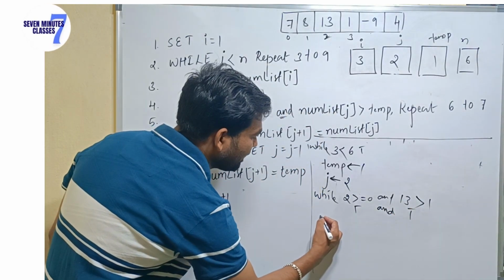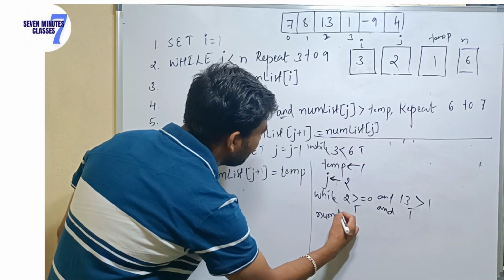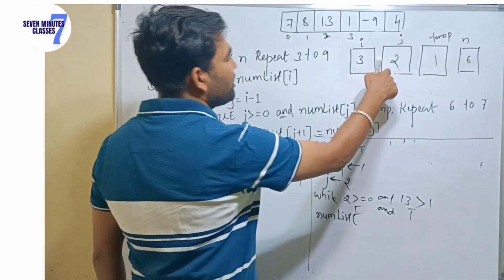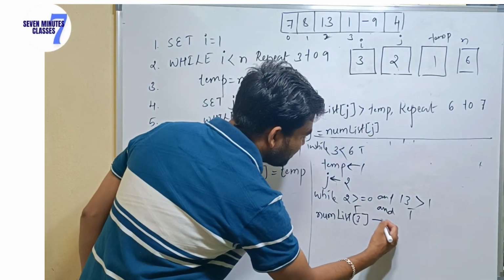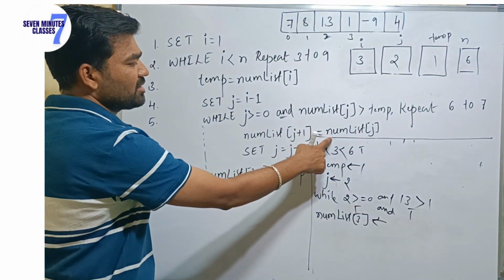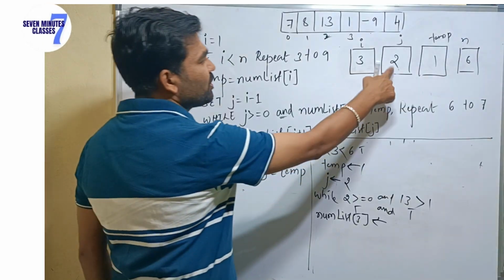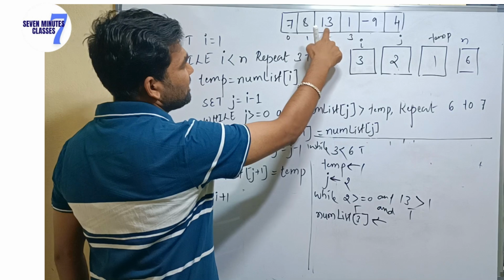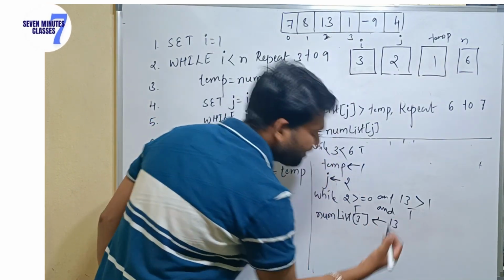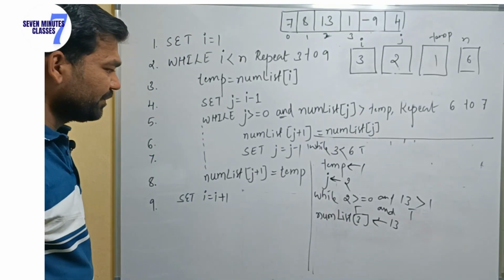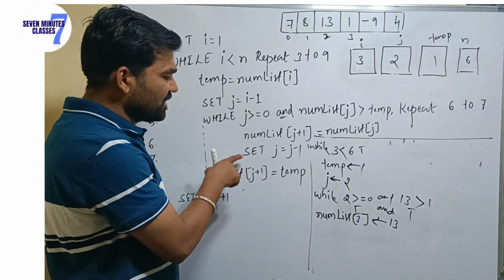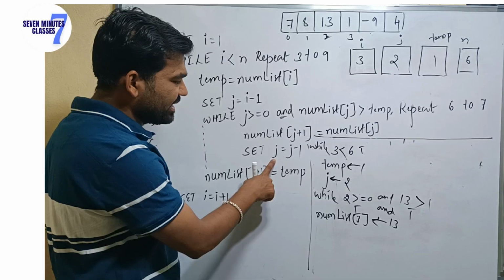Num list of, I am writing this way, num list of j plus 1. What is the value of j? 2. 2 plus 1 is 3. So in this, num list of j, what is the value of j? 2. Num list of 2 is 13. 13 goes to this. Focus on this point. Not yet completed. Again I have to go back to changing the value. That is set j equal to j minus 1.